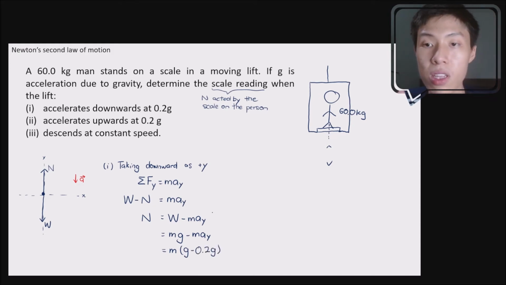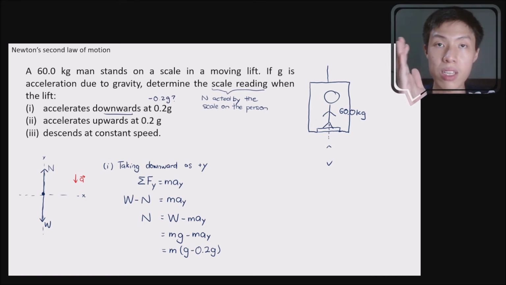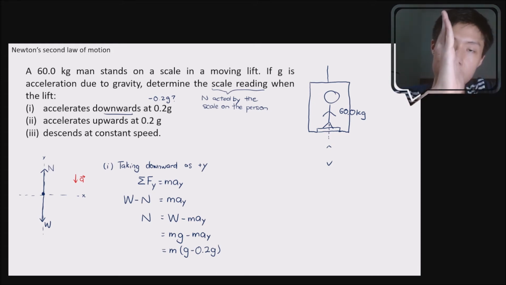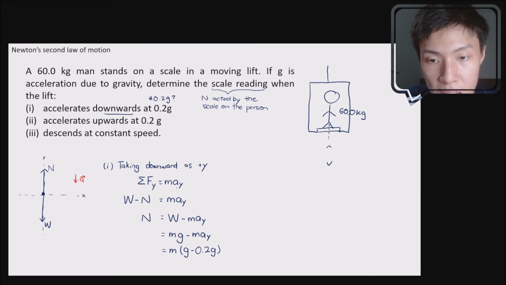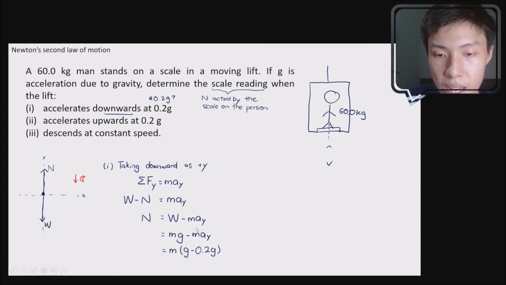You might be wondering whether, since this is downward, we need to put negative 0.2 g or not. Well, technically, if we keep the initial axis, where y pointing upwards is positive and downward is negative, then the acceleration has to be negative. But now, since we are taking downward as positive, this downward here will be positive. So there will be no negative sign in front. So your a here, you'll be substituting 0.2 g instead of negative 0.2 g. Okay, so now we are done with that.